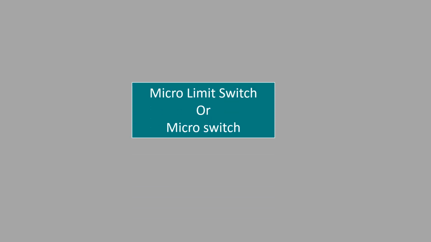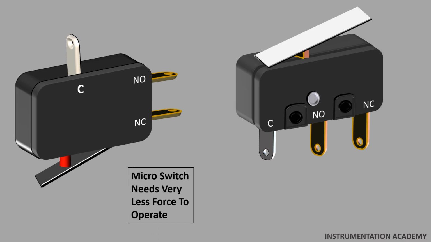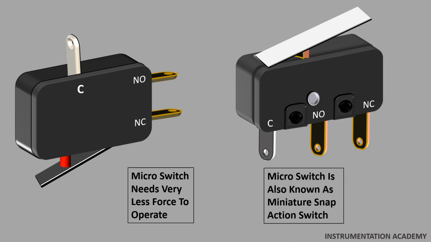Now let's discuss another type of limit switch which is commonly found in control circuits, that is the micro limit switch or micro switch. Micro limit switches are much smaller than standard limit switches, allowing them to be installed in narrow or small spaces that would normally be inaccessible to other switches. A micro switch needs very little force to operate. It operates at a very rapid speed. A micro switch is also known as a miniature snap action switch. Micro limit switches are available in different case styles and with different operating levers.